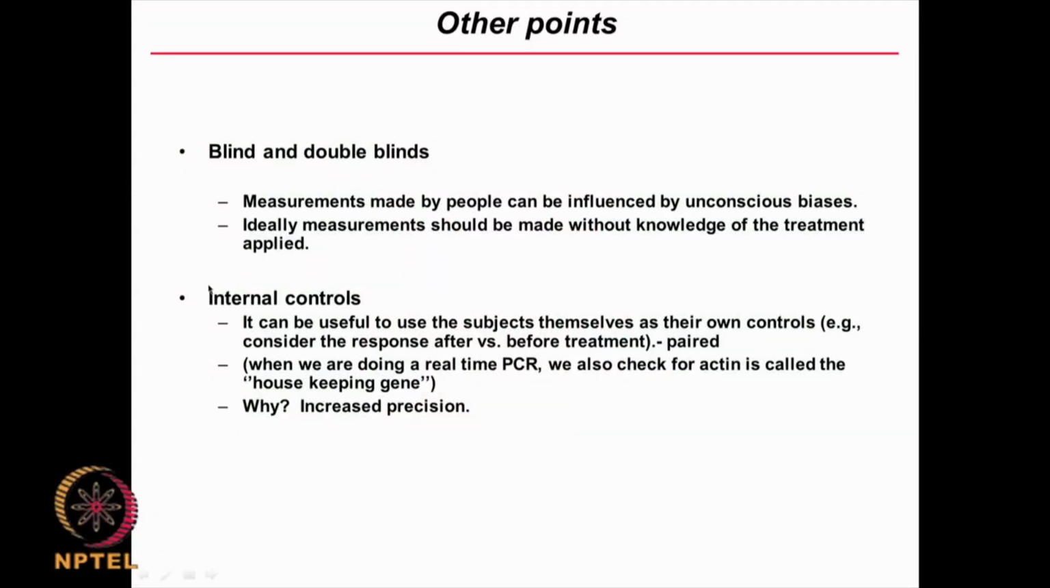Internal controls, this is very important to have. Sometimes we use the subjects themselves as their own controls, right. Paired t test, for example, where subjects themselves are used as a control. Sometimes, especially when you are doing real time PCR, you all know in molecular biology we do quite a lot, we look at the housekeeping gene like actin, and then compare the upregulation or downregulation of the rest of the genes with respect to the housekeeping gene. That is an internal control.